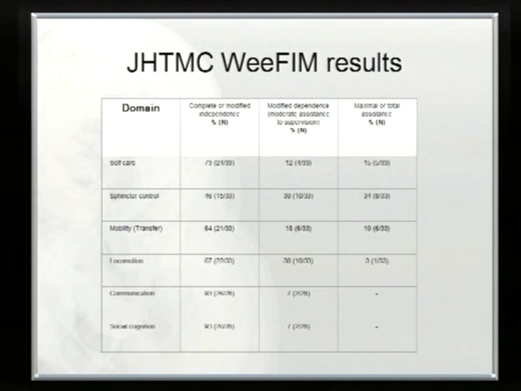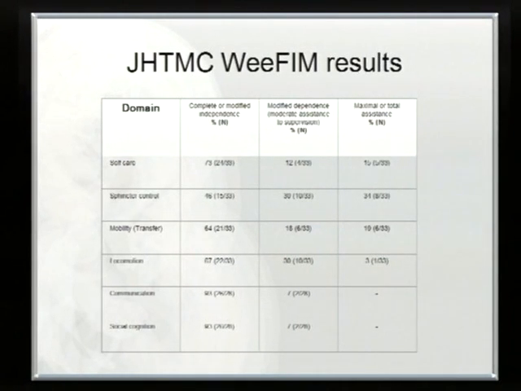Locomotion, for example, here, complete or modified independence, which is basically you can walk without assistance, 67%, and maximal or total assistance only reported in 1%. So the chances that you're going to be able to be completely independent for locomotion or require moderate assistance or supervision level are pretty good, accounting for about 97% of the cases.